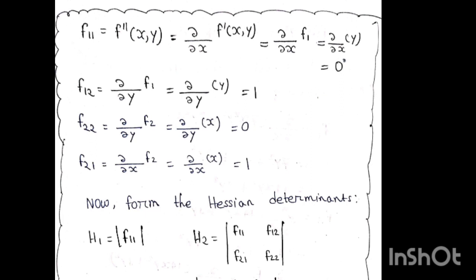Now, how can we form the Hessian determinant in the generalized way? H1 will be equal to f11. I mean, the value that we have obtained in the form of f11 will be put in the H1 determinant. What will be equal to H2? H2 will be equal to a determinant which will be equal to f11, f12, f21 and f22. By solving this H1 and H2 determinant, we can find out that a function is convex or concave.